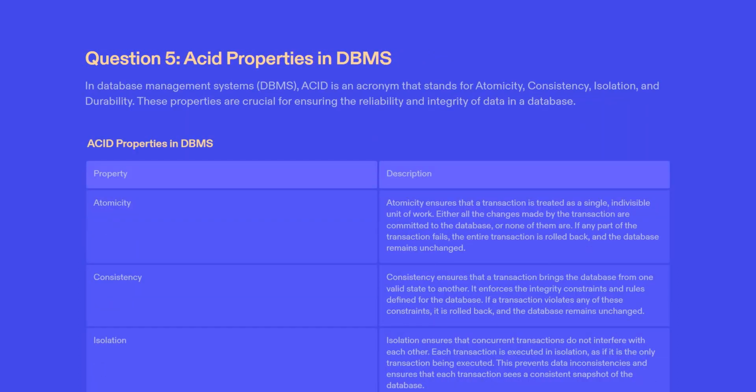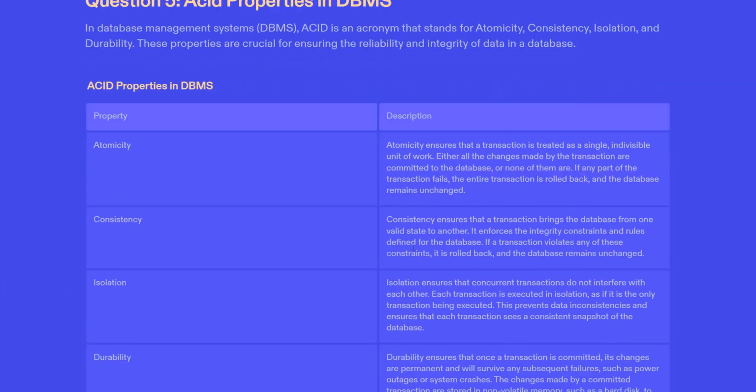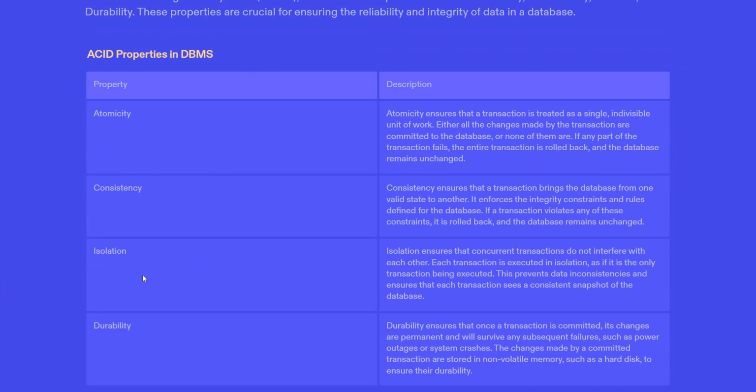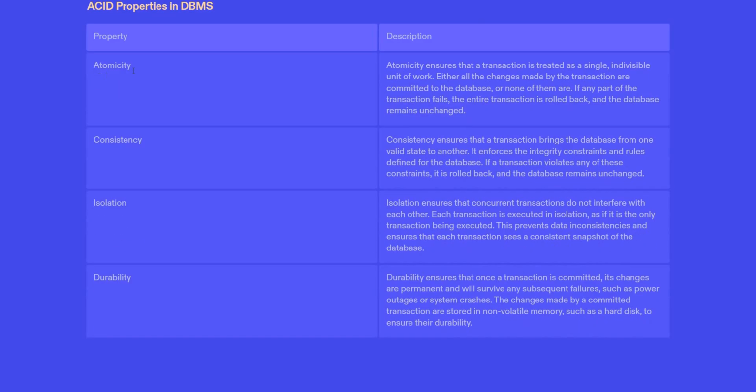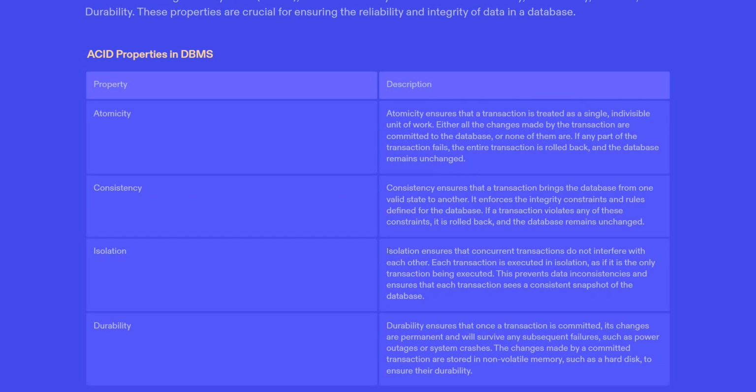Coming to the next question, they have asked what are the ACID properties of DBMS. This is the main key topic in DBMS, which are atomicity, consistency, isolation and durability. So you can say ACID properties are so and so, and here is a simple definition of each property: atomicity, consistency, isolation and durability. You can go through that.